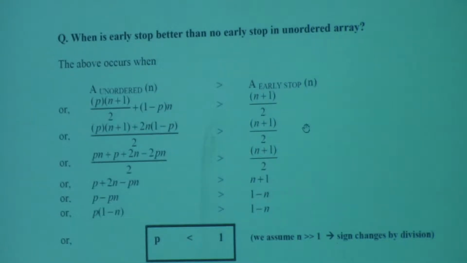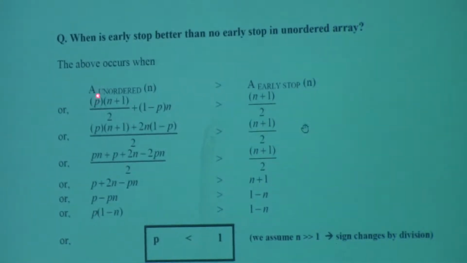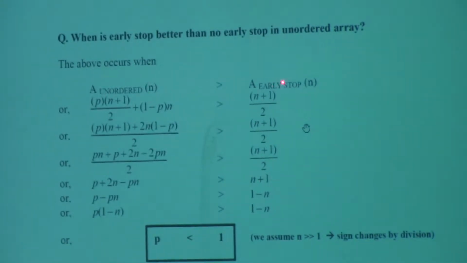That is not going to be there. So therefore, we force the condition of unordered greater than early stop. This is the condition where early stop is better than unordered. And that creates a relation. So what we need to do is solve this algebra here. If this is greater than this one, that means this is better, because if it's less than, it's better. That's algorithmically speaking.